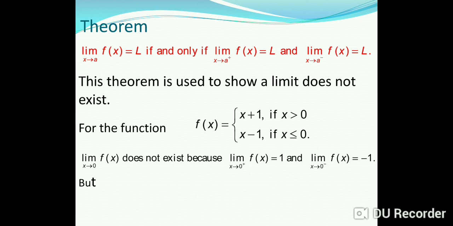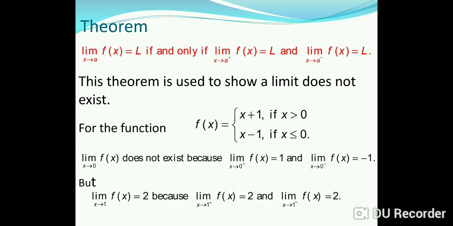Limit of f of x as x tends to 0 does not exist, because limit of f of x as x tends to 0 plus is equal to 1 and limit of f of x as x tends to 0 minus is equal to minus 1. Hence the limit does not exist.